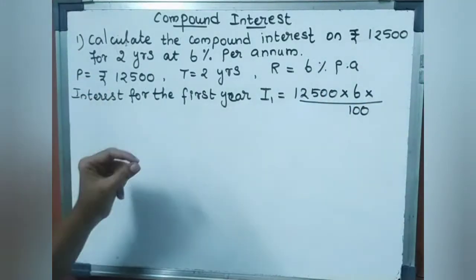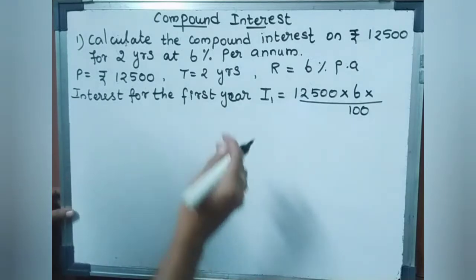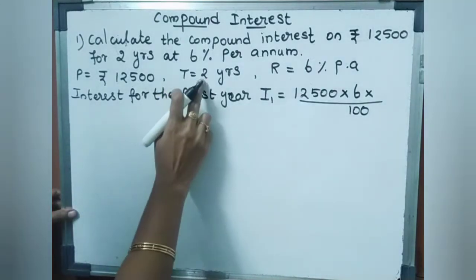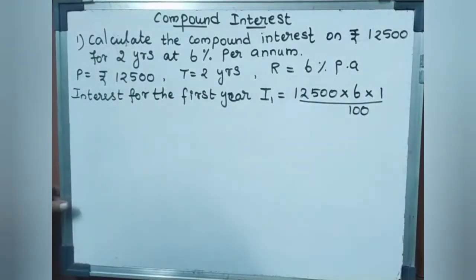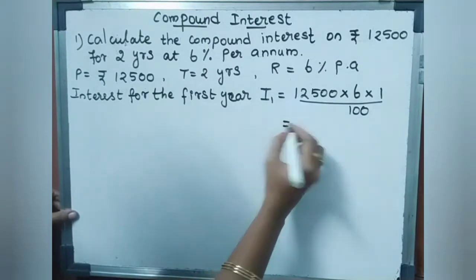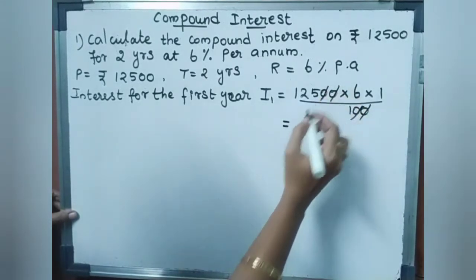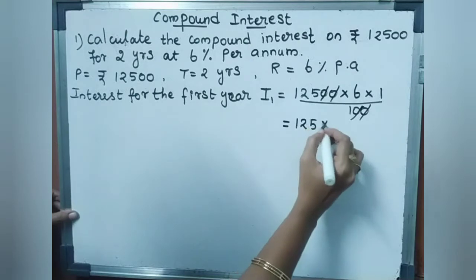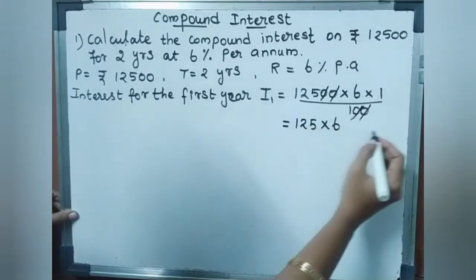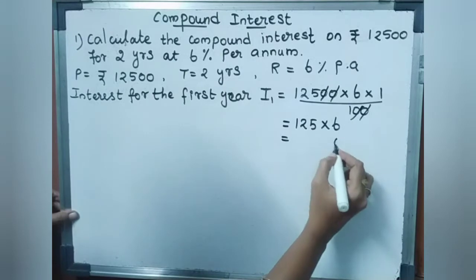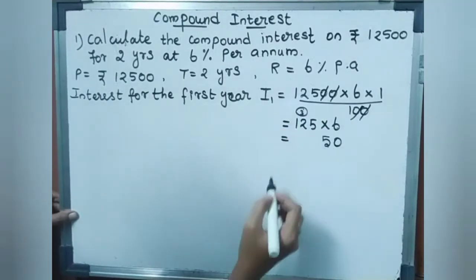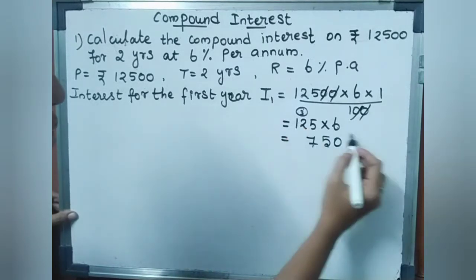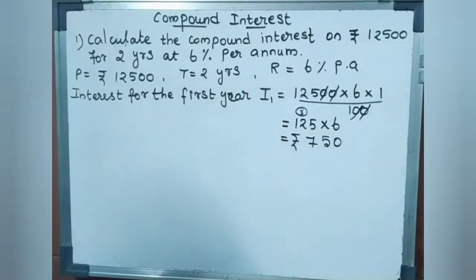For each year we are going to calculate interest and amount. So there are two conversion periods, so we are going to split into two parts. For the first year, time is equal to 1. So now we can find I1. Cancel these two zeros. Now 125 multiplied by 6. So the answer is 750 rupees. Rupees 750 is the interest for the first year.